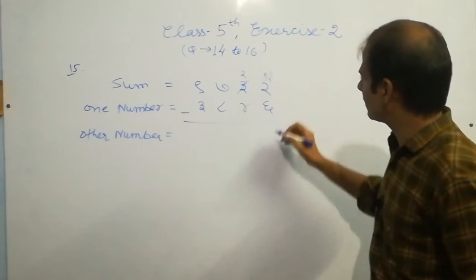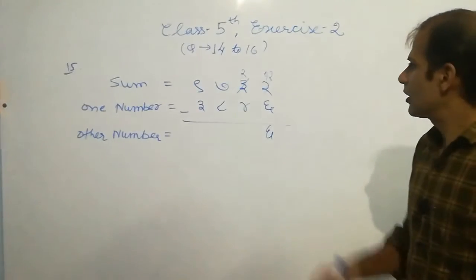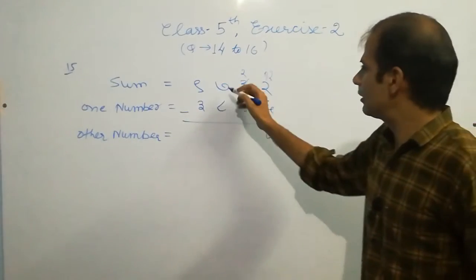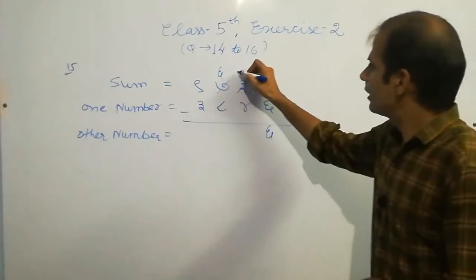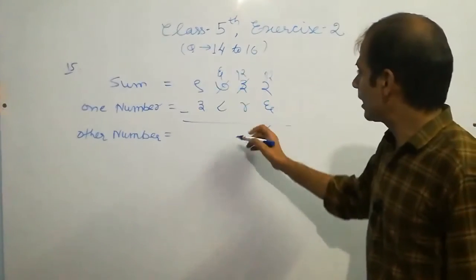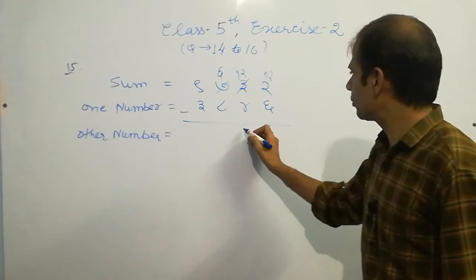Now 12 minus 6 is 6. So 2 minus 4 is not possible. Take a borrow from this, 7 becomes 6, it becomes 12, and 12 minus 4 is 8. So how to write 8?